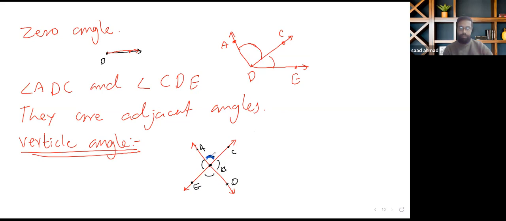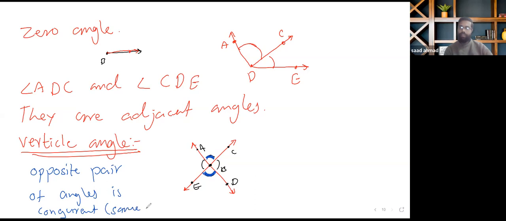Let me color them. This blue and this blue, the blue and the blue are the opposite angles. So an opposite pair of angles is congruent, or you can say same measure. They have the same size, same measure.